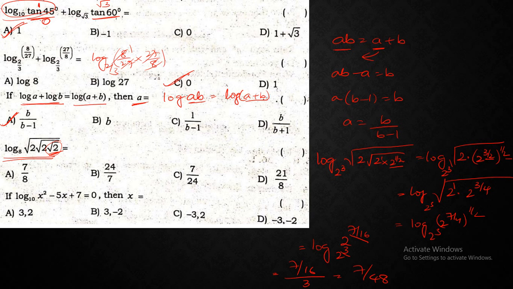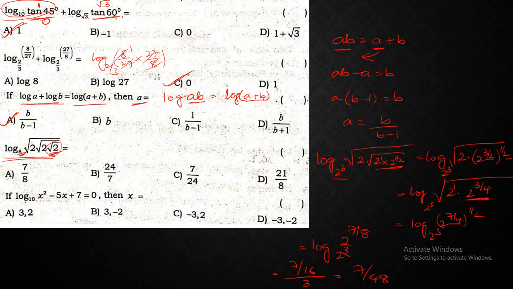Here what is the base? Since it is 8, we will be getting 2 cube. Next 2 power 1 into 2 power 1 by 2. So this gives me 2 power 3 by 2. So 2 power 3 by 2 whole power 1 by 2 gives me 2 power 3 by 4. So 2 power 3 by 4 into 2, so 4 ones are 4 plus 3, 7, 7 by 4. So 2 power 7 by 4 whole power 1 by 2. So this gives me 2 power 7 by, sorry, not 16, it is 8.